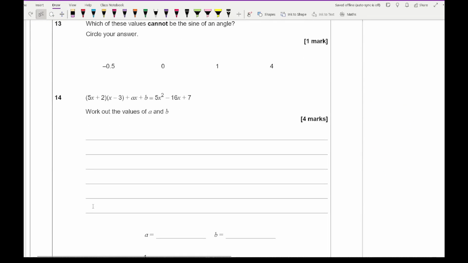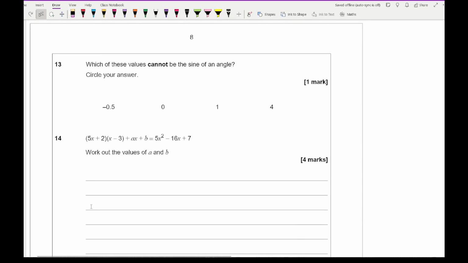Moving on to question 13, it says which of these values cannot be the sine of an angle? So for this, the correct answer is going to be 4 because the value of the sine of an angle has to be between -1 and +1.